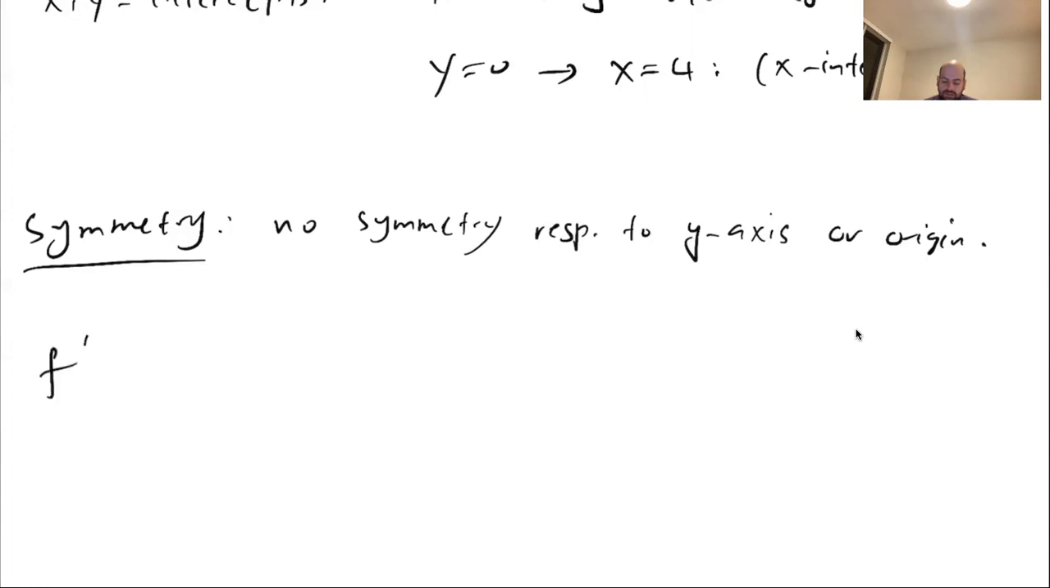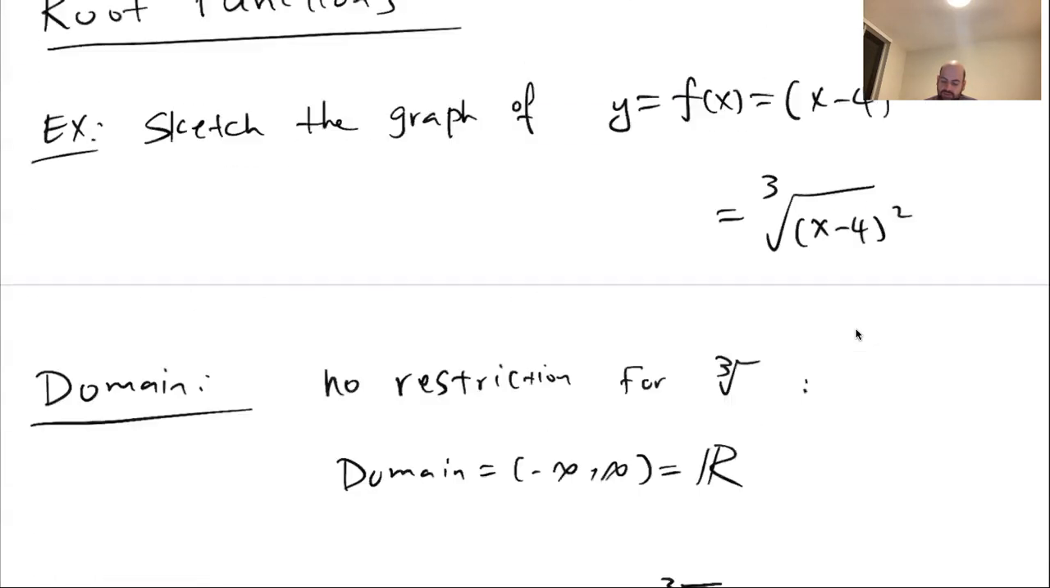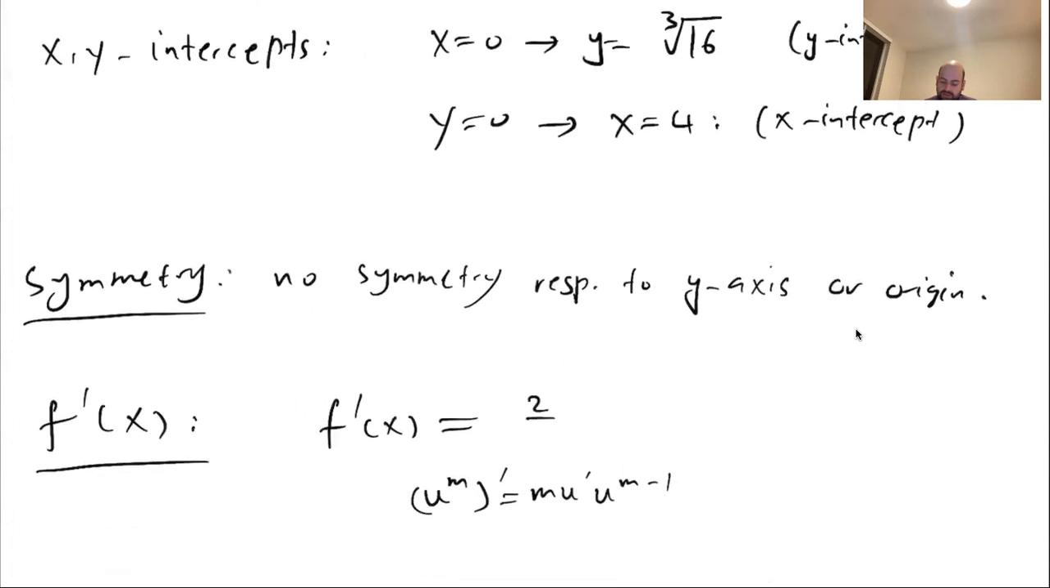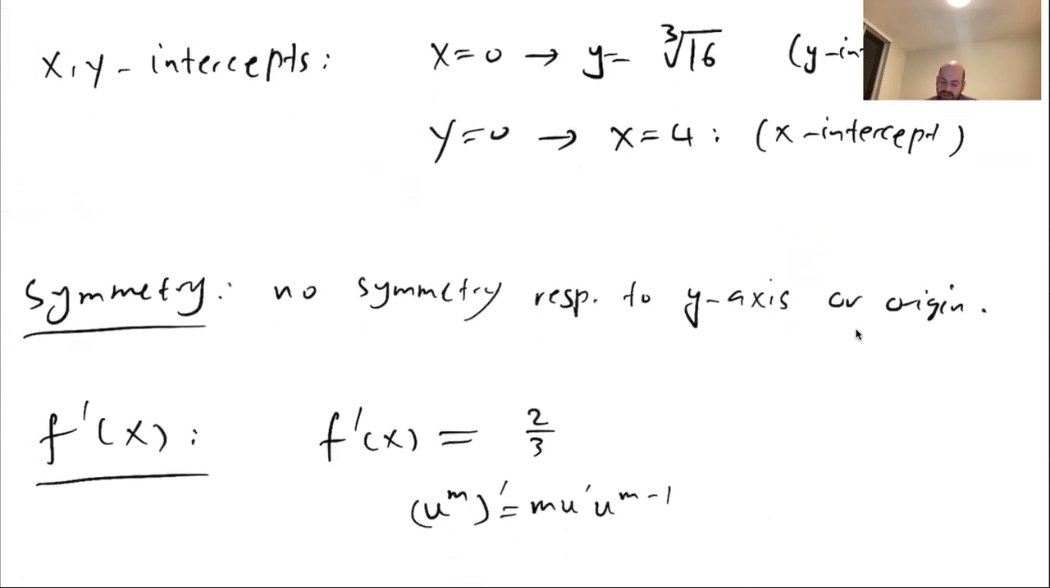And then we need to find f prime of x. For f prime of x, I can use the chain rule. The derivative of u to the power m is m u prime u to the power m minus 1. So that's going to be 2/3, the derivative of x minus 4 is 1, and then (x minus 4) to the power 2/3 minus 1. 2/3 minus 1 is minus 1/3. So it is 2 over 3 times the cube root of x minus 4.